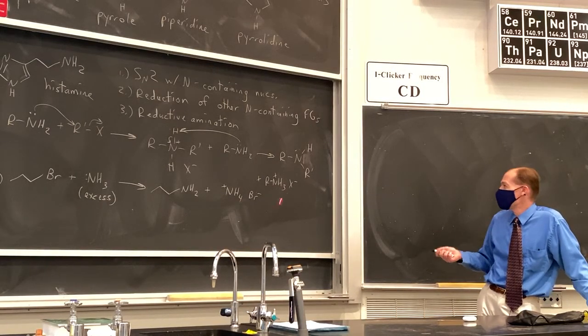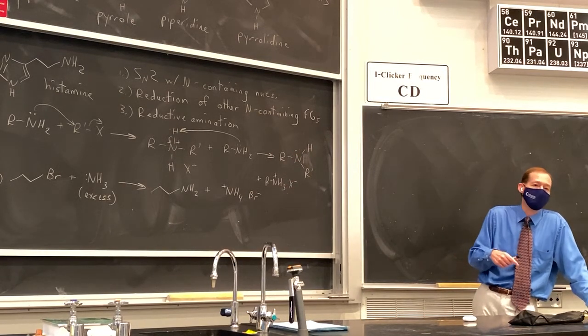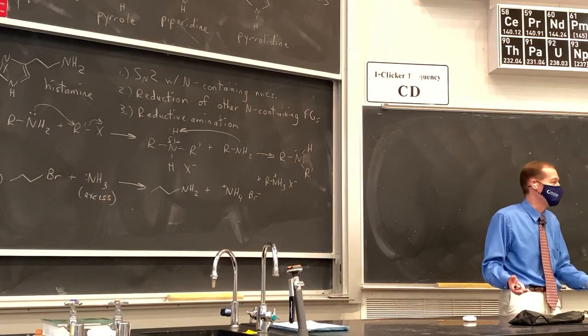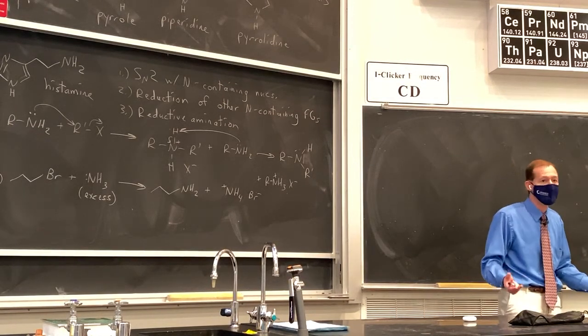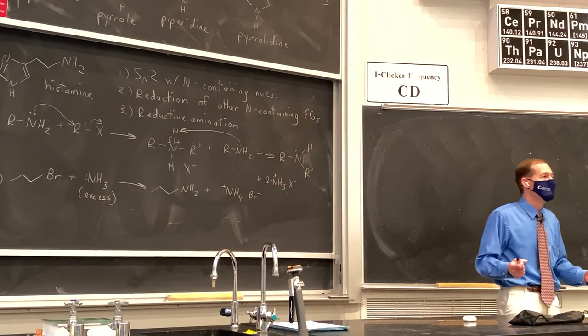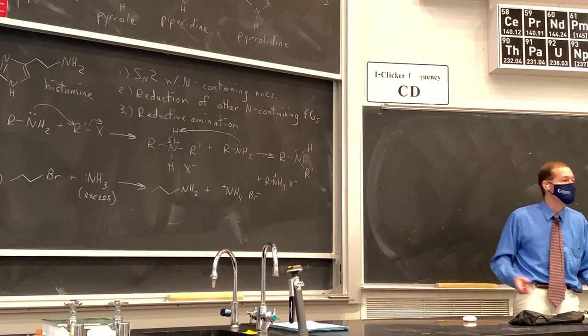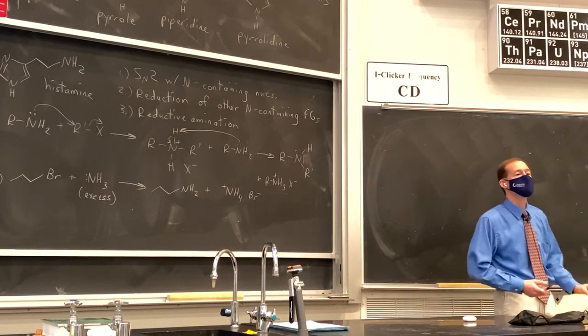Okay? If we tried to use excess of a primary amine in a pathway like this, you would at the end of the reaction have a mixture of secondary amine and unreacted primary amine. Those two compounds would be quite difficult to separate from each other. Their polarity would be very similar. They would be hard to separate. So using excess of the amine is really only practical when you're using ammonia. Any questions?